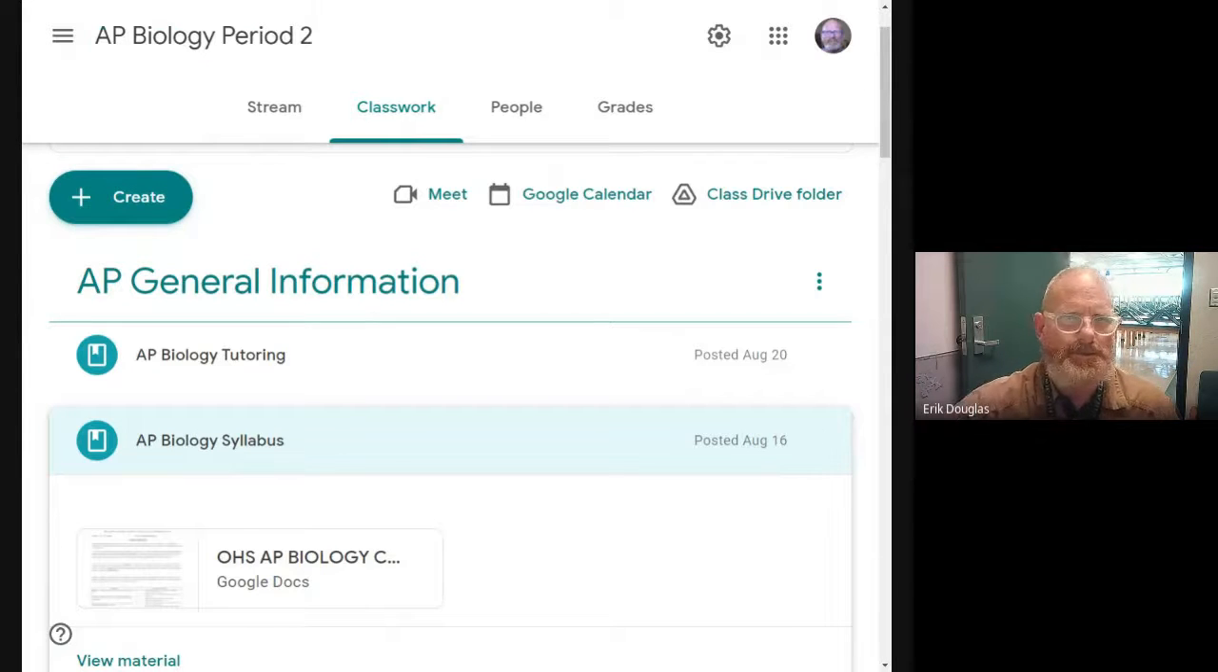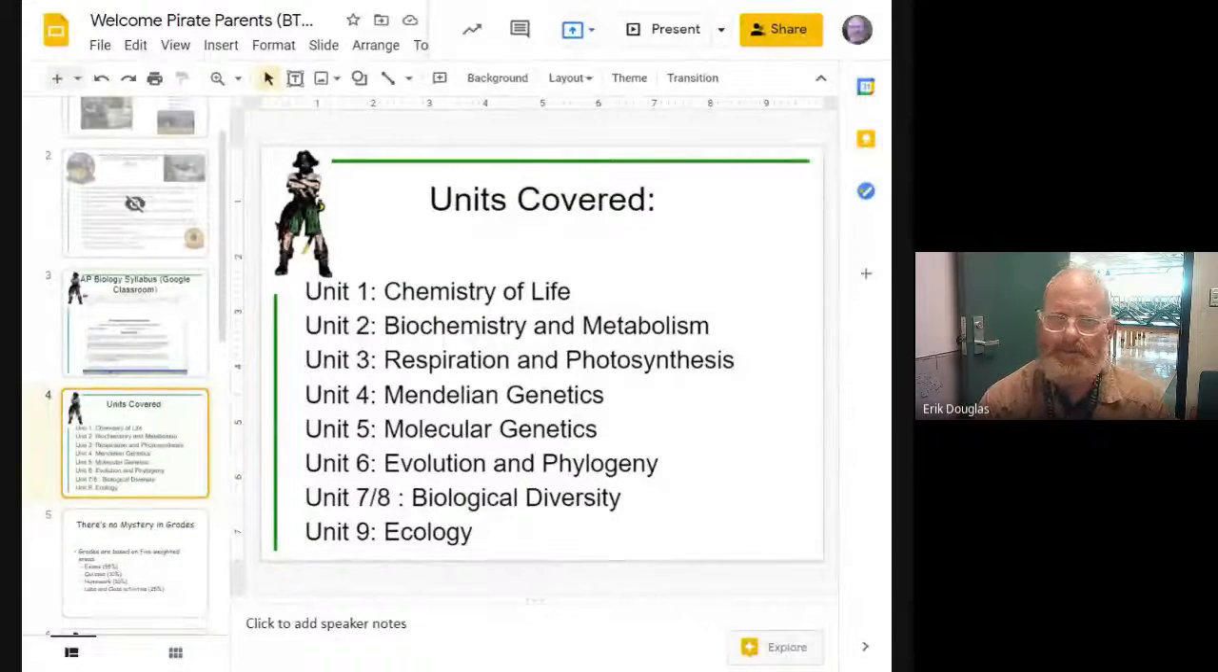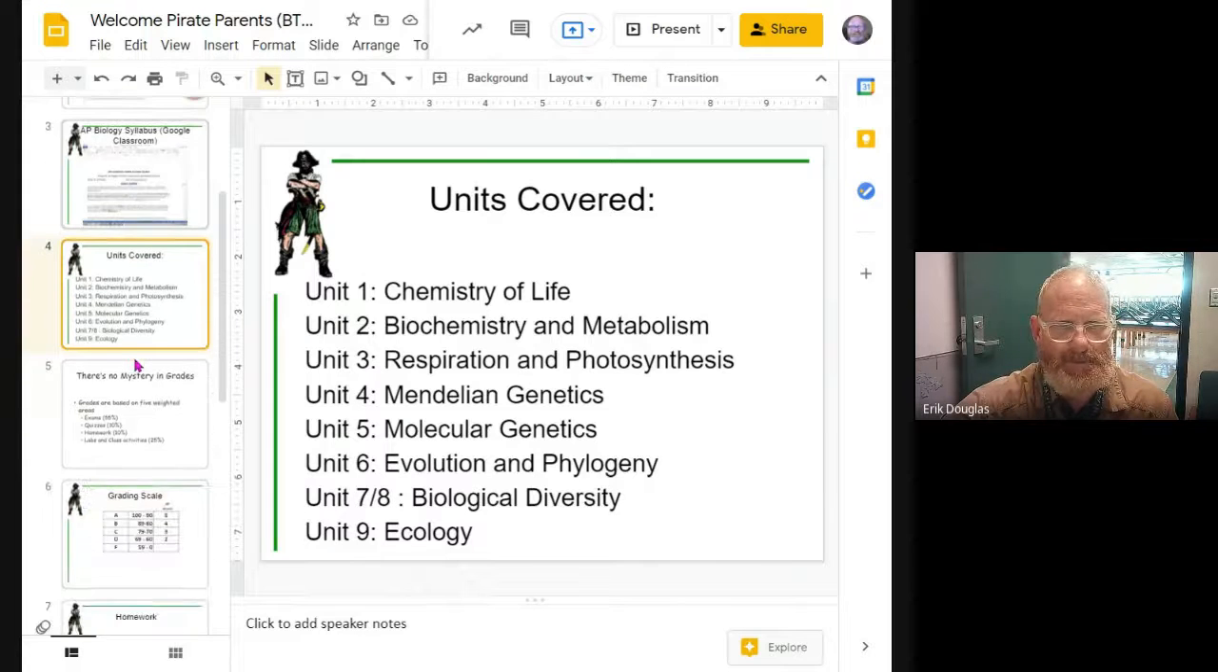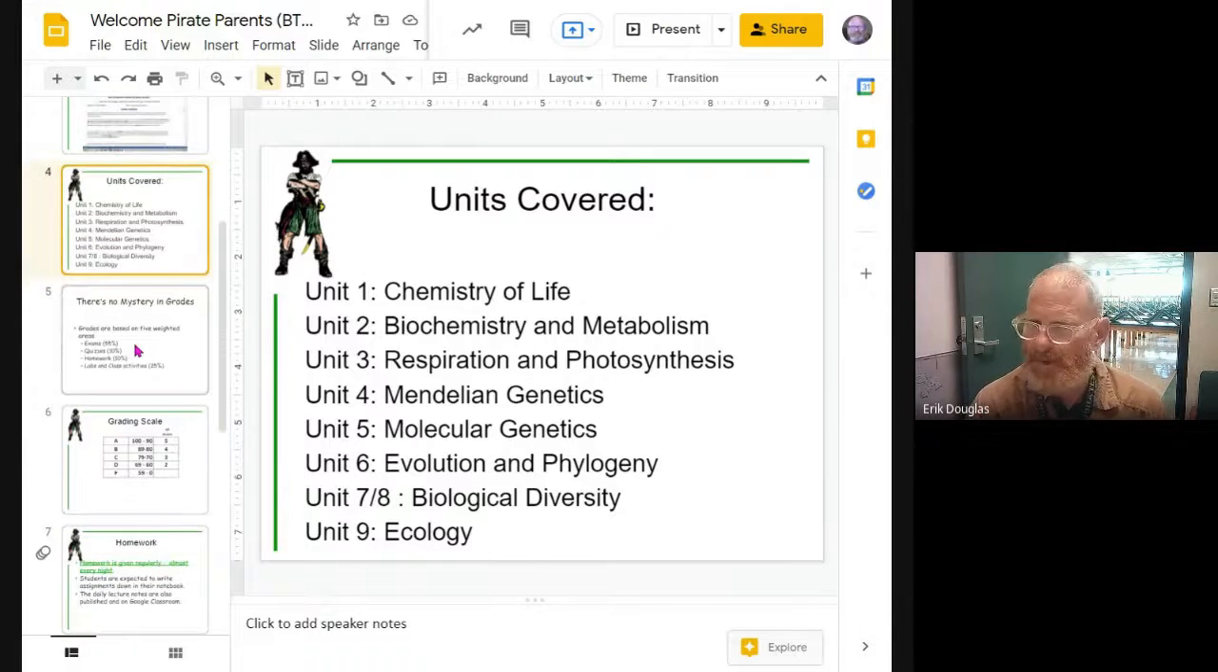Now the next thing I want to show you is the units that we're covering. We're done with our unit 1, believe it or not, chemistry of life. So we're moving into unit 2, biochemistry and metabolism. You can see that takes us all the way up to unit 9, ecology. The ecology unit is going to be done by May because our AP tests are usually the second week of May for biology, either Monday or Tuesday. I need to be course complete, so that dictates the pacing. It does me no good to get the material covered after the exam.